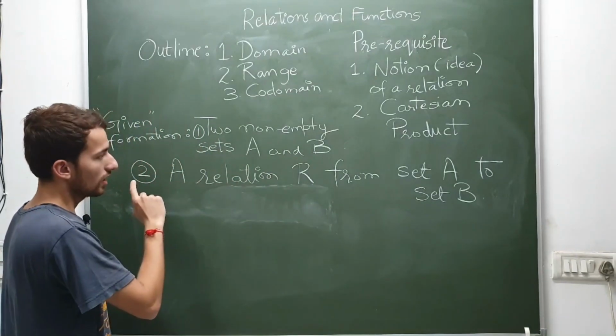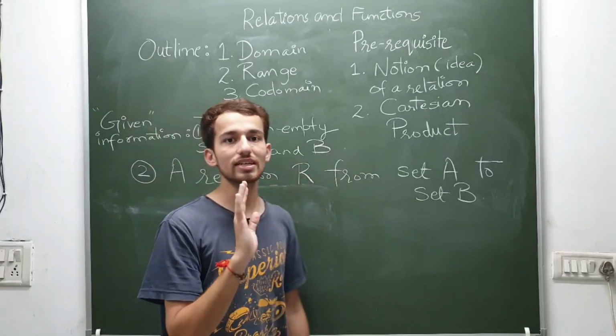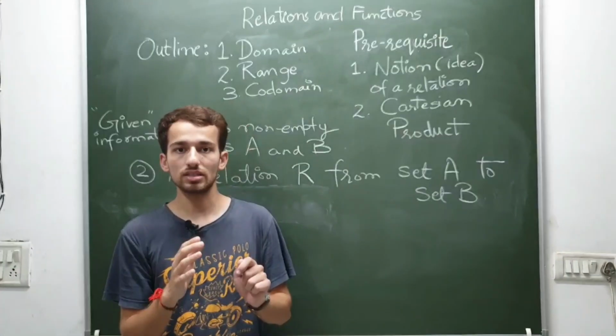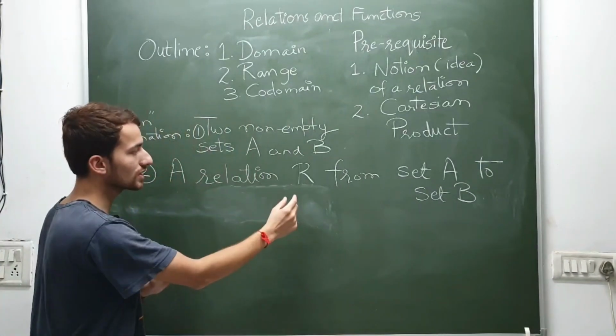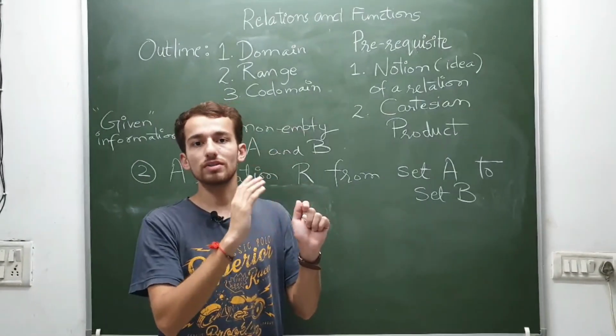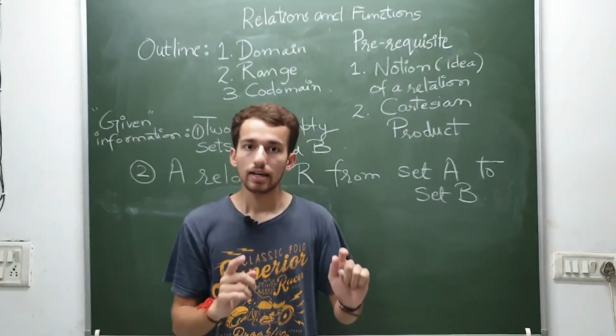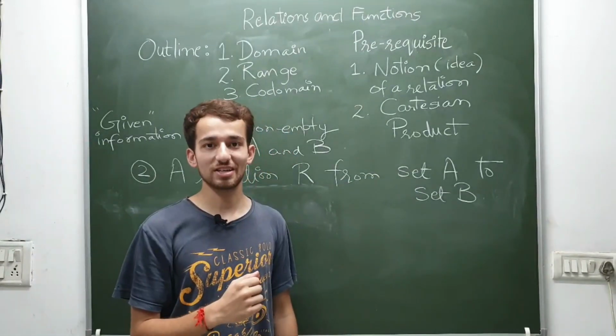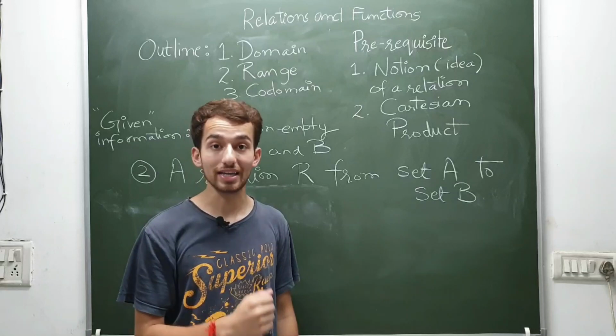Second is a relation R from set A to set B. That is, we are given a relation whose notation we are choosing as capital R, and which is defined from the first set A to set B. Now let's start with today's lecture and try to understand first what the domain is.